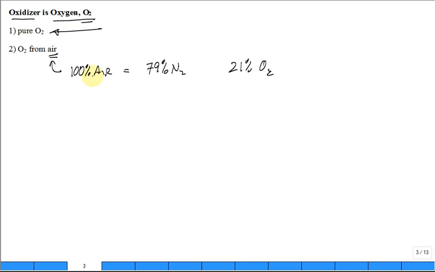So if I have 1 kilomole of air, how many kilomoles do I have of nitrogen? And how many kilomoles do I have of oxygen? If I have 1 kilomole of air, it's not a hard question: 0.79 and 0.21. Make sense?